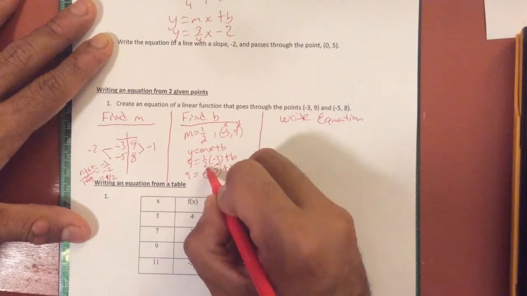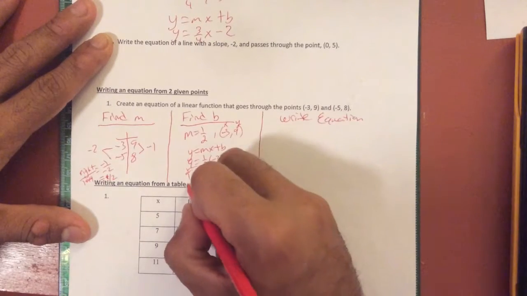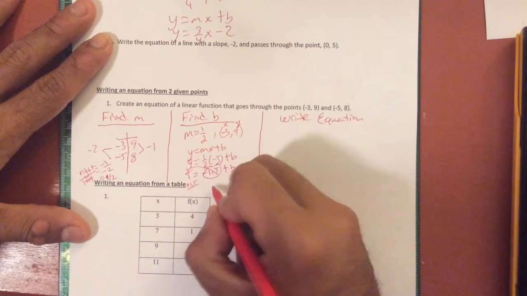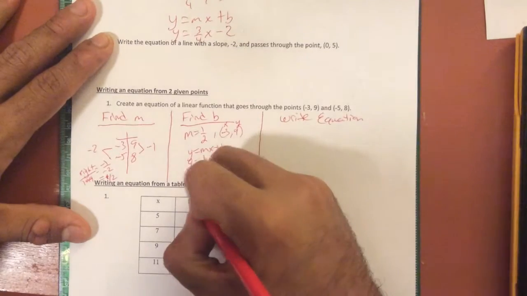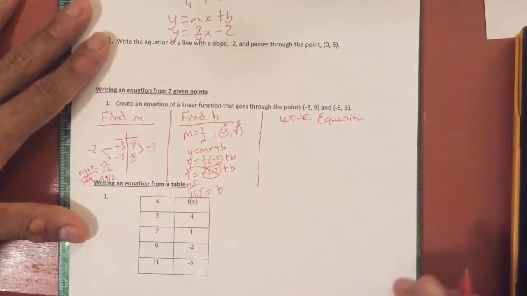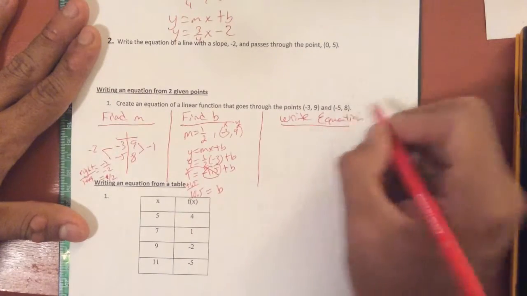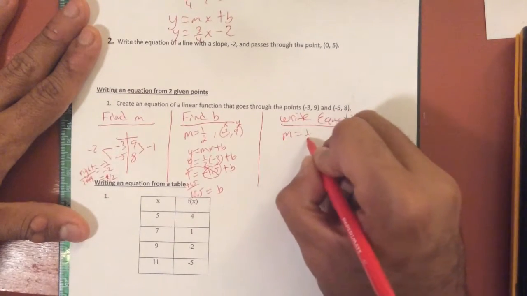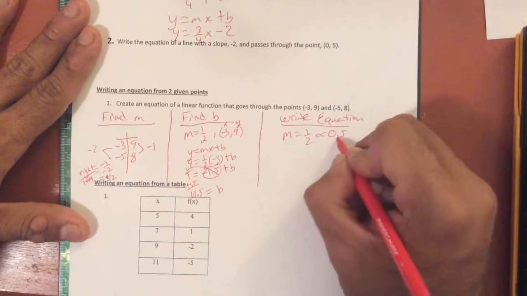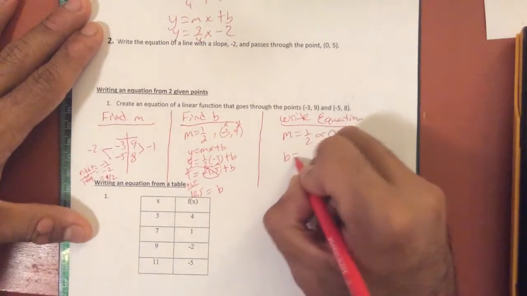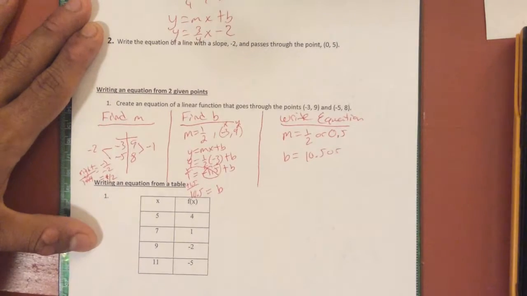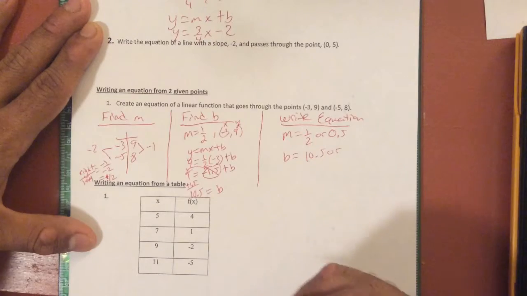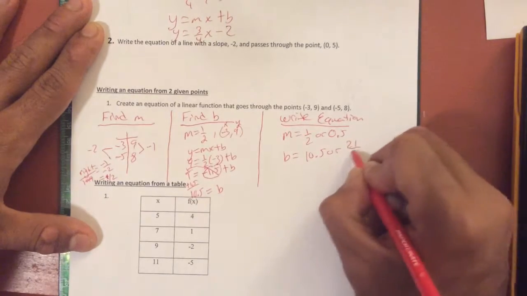Now all I have to do is jailbreak this -1.5 to become a plus 1.5. So my y-intercept, which is the letter b, comes out to be 9 plus 1.5, which is just 10.5. Now that I have my m, which is 1/2, or you can say 0.5, your choice. And now that I have my b, which is 10.5, or if you want that as a fraction, it's going to be 21 over 2.